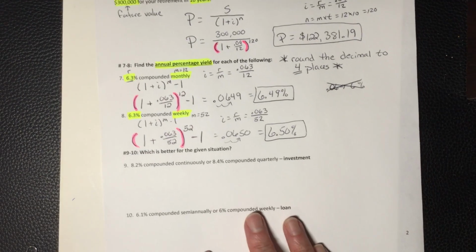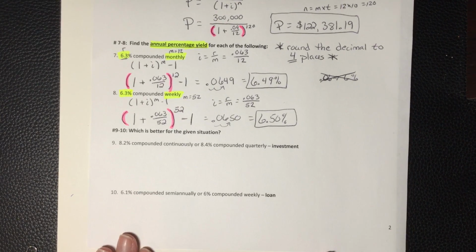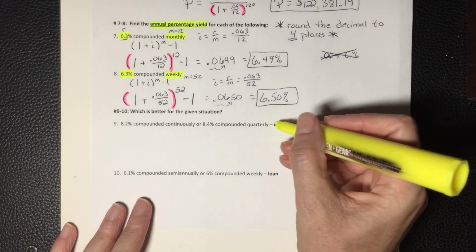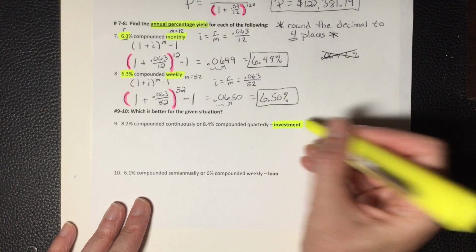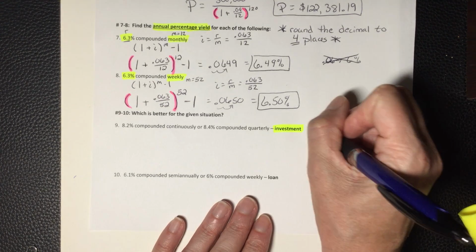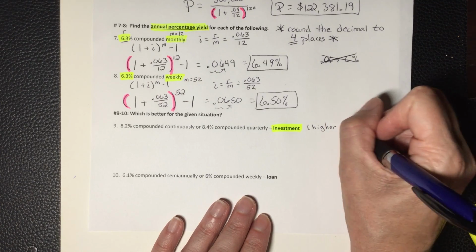All right, for 9 and 10, we're asked which is better for the given situation: 8.2% compounded continuously, or 8.4% compounded quarterly. Now this is an investment, so this is putting money maybe into a retirement account, something like that. For an investment, interest is money that you're making, so a higher rate is better.